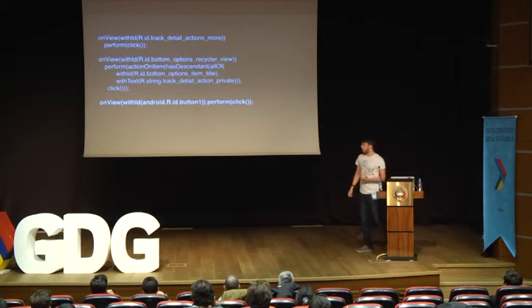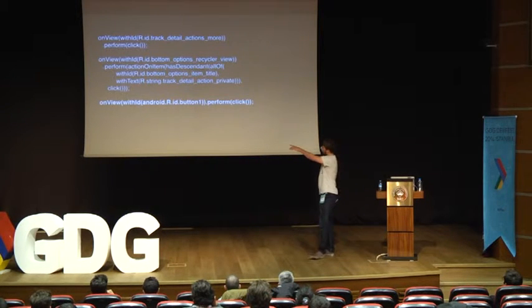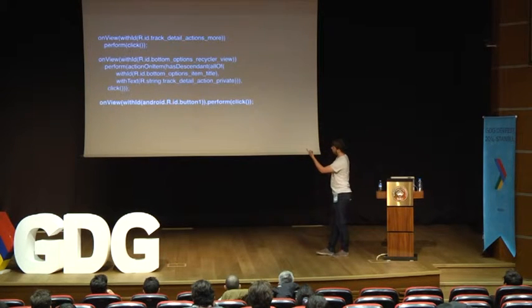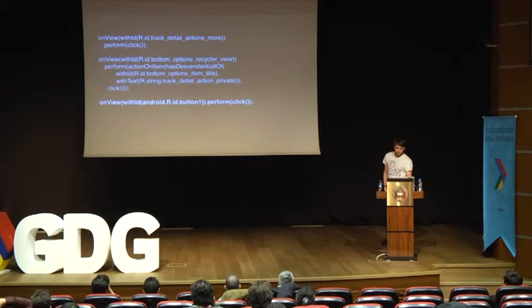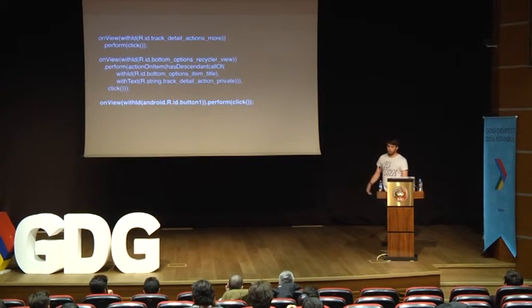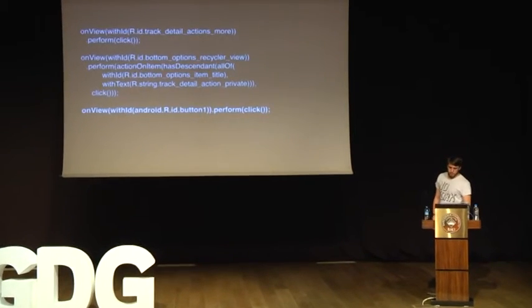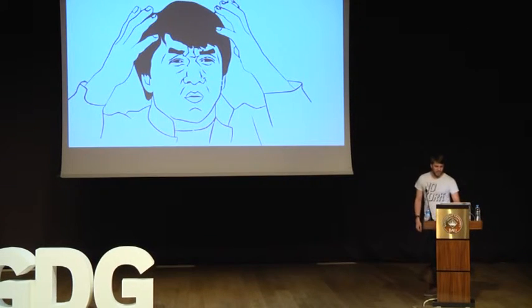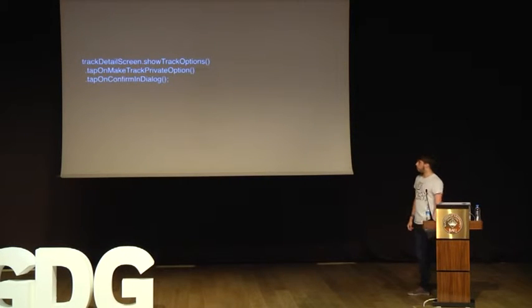And then this one is quite readable, but a bit tricky. On the view with the ID android.R.id.button1, I want to perform a click. Why this weird ID? It's actually the framework ID of the confirm button on the dialog. So you write this, and it takes you quite some time to figure out how to properly write it. And then you say, OK, it's fine. But then you come back to this two weeks later because you change something in the layout, or you want to add a new test, and you look at the other test, and you're like, what?